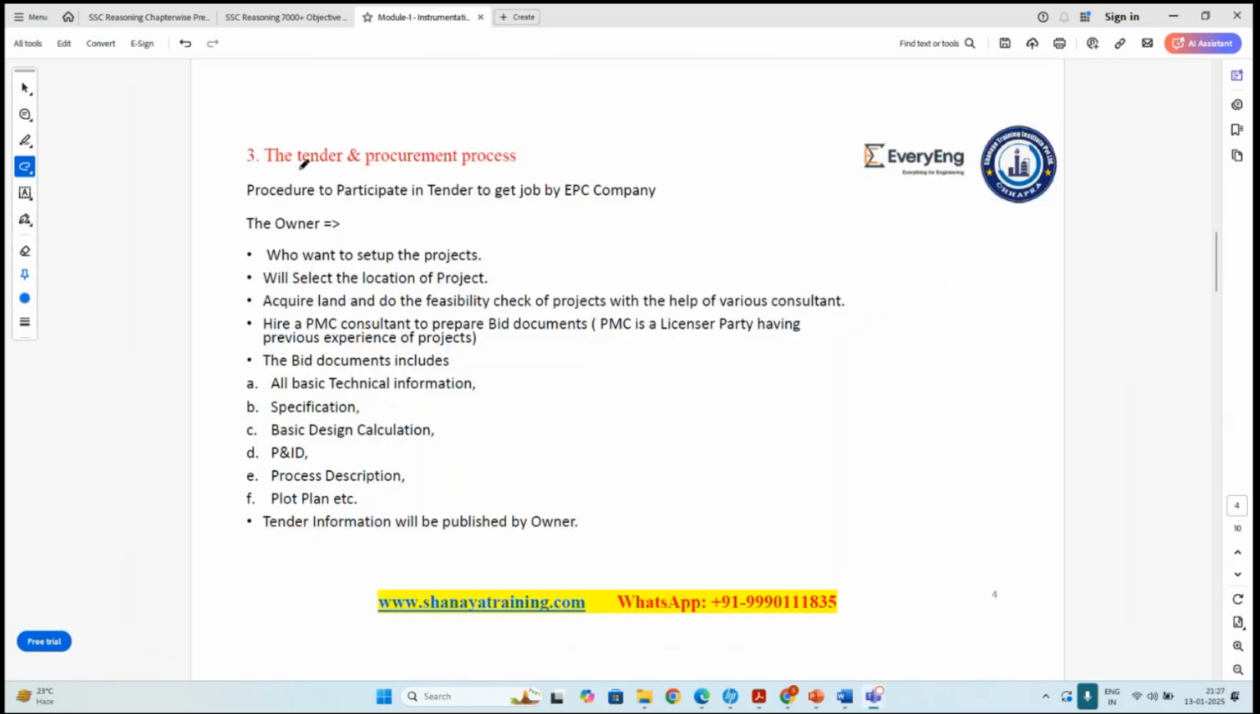Now come to the tender and procurement process. It means how the EPC company will get the job, how the EPC company gets any project. To get the project, first of all, the owner who wants to set up the project will select the location of the project, like in which location he wants to set up the project and which location is best for his project nature.